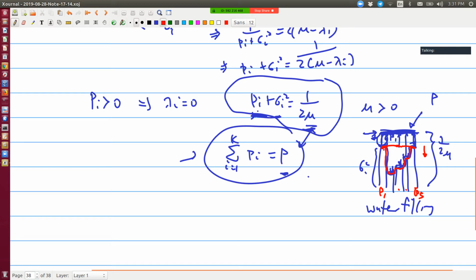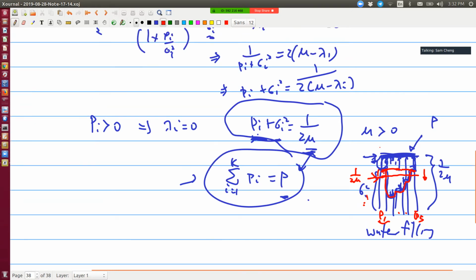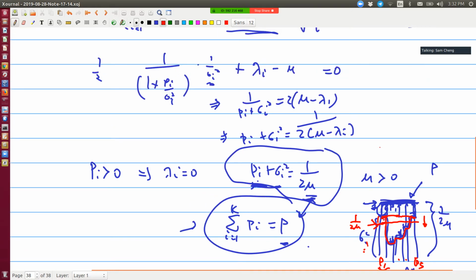The water level will continue to go down, but because P has to be positive, this one cannot go negative. So for example, if my water level goes down to here, then I need sigma 1 squared plus P1 to be equal to 1 over 2 mu. Now 1 over 2 mu is here, but then P1 has to be negative, and P1 cannot be negative.